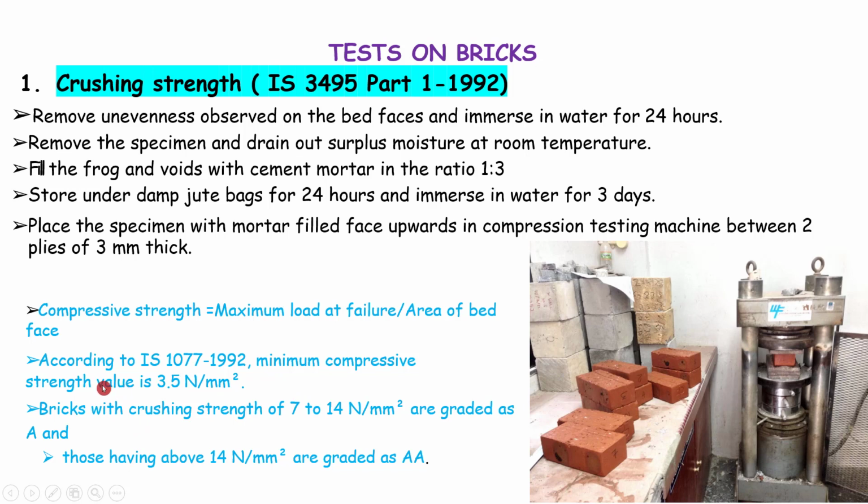According to the Indian Standards, IS 1077:1992, the minimum compressive strength value is 3.5 Newton per mm square. The bricks with a crushing strength of 7 to 14 are graded as A, and those having above 14 are graded as AA.